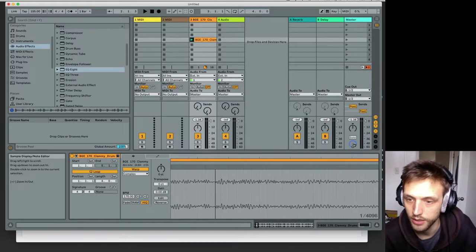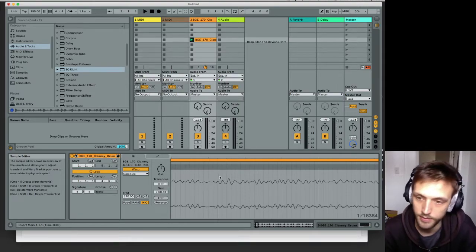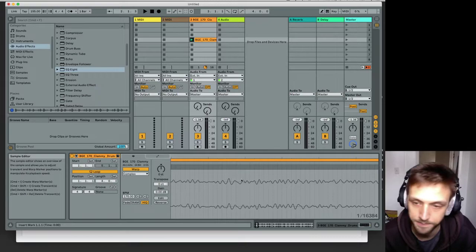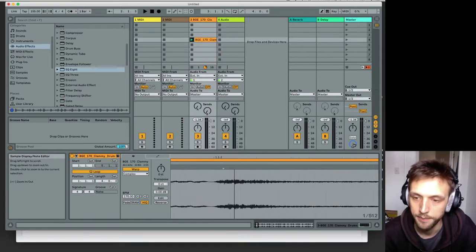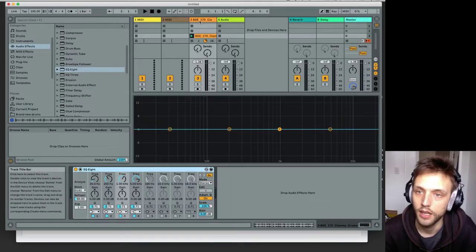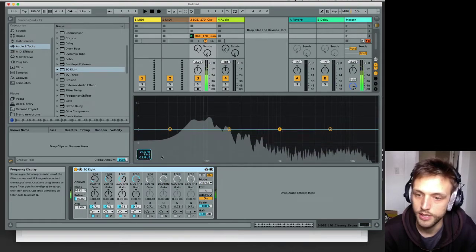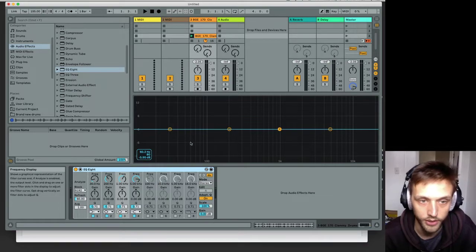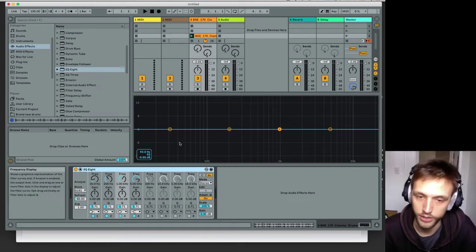If we zoom in here, we just see this diagram that shows us the amplitude over time. And on this side, we see this range of frequencies, and we see how much volume or power there is in each individual frequency or frequency range.